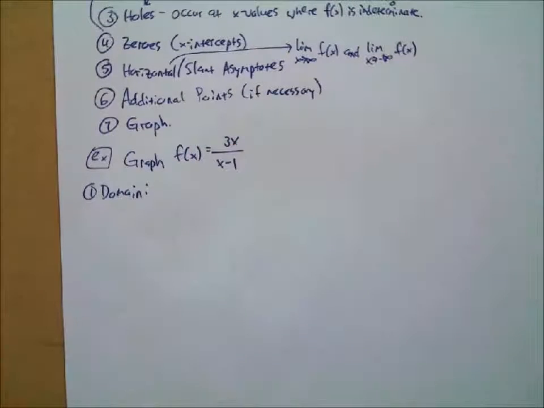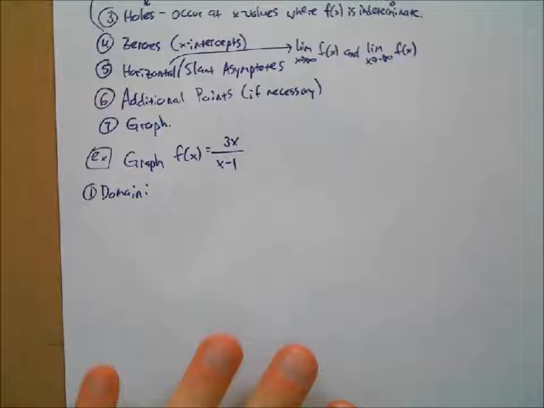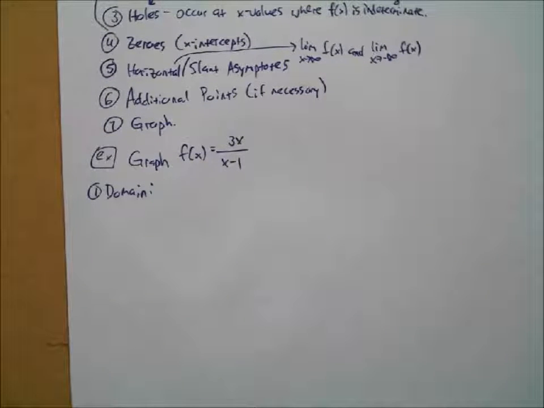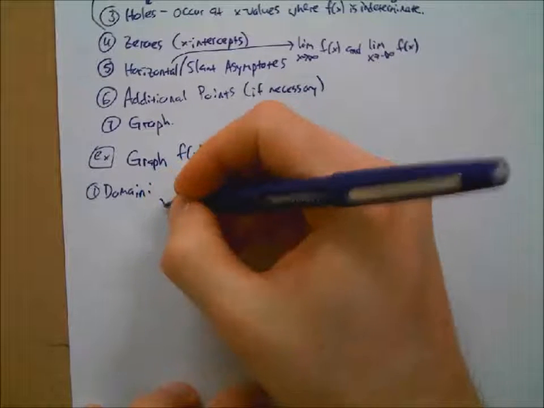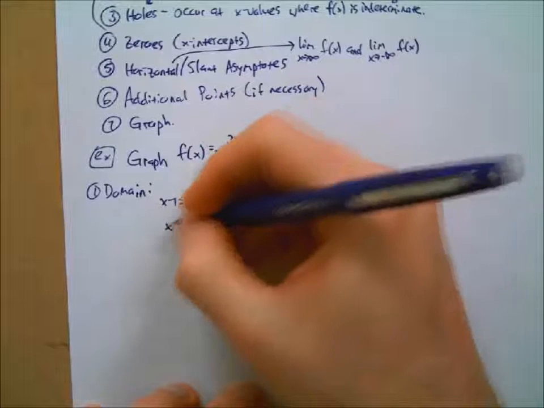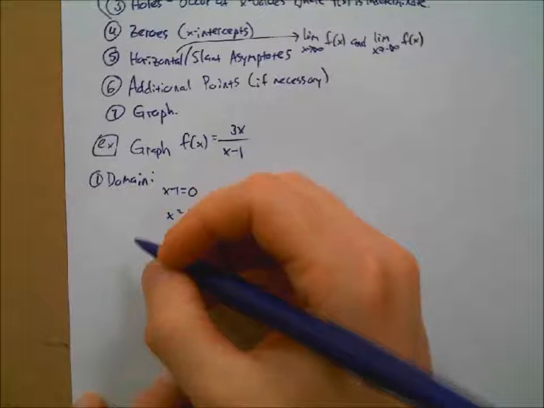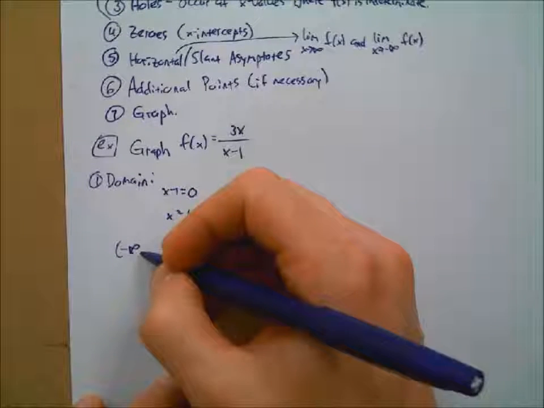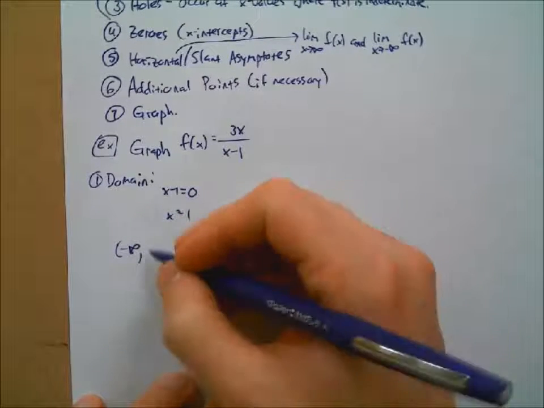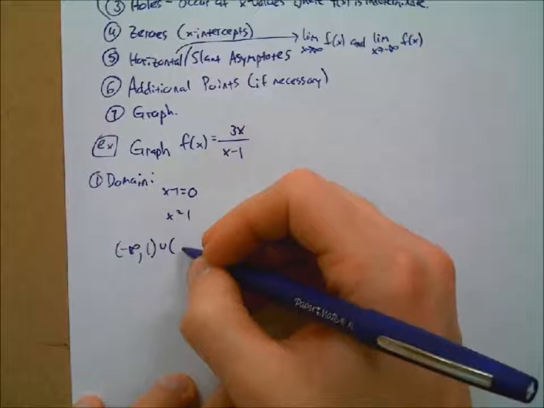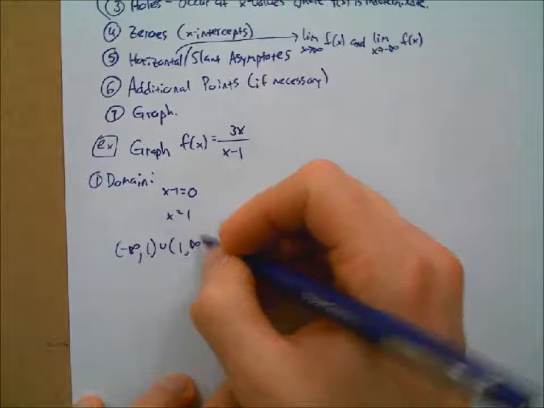Okay, so the domain here. Are we going to have any domain restrictions? Yes, okay. Where? At what x values? At 1. Why at 1? It would make our denominator equal to 0, right? So we can take our denominator, that x minus 1, set it equal to 0, and say, aha, when x is 1, our denominator is going to be 0. So therefore, our domain is going to go from negative infinity to 1, and then union 1 to infinity. Okay, so there's our domain.